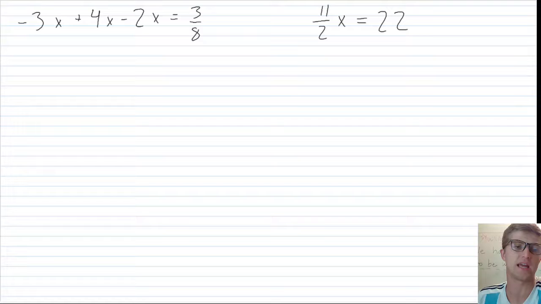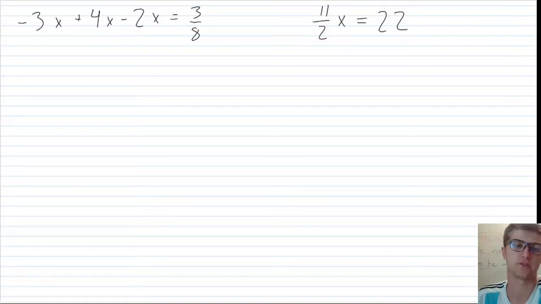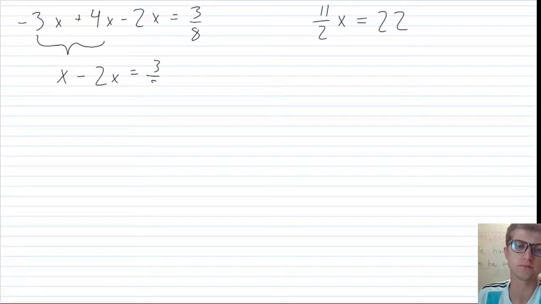So what's negative 3x's plus 4x's? 1x. And then what's 1x minus 2x's? Negative 1x. So we can actually do that step by step if we want. Negative 3x plus 4x gives us x. Rewrite everything we didn't touch. x minus 2x gives us negative x. All right. And negative x equals 3 over 8.